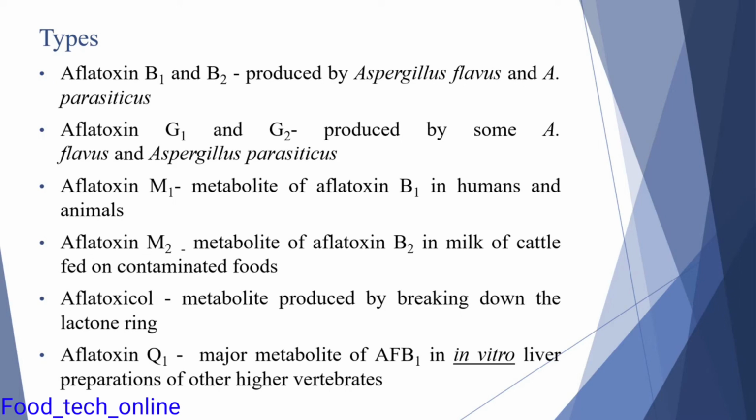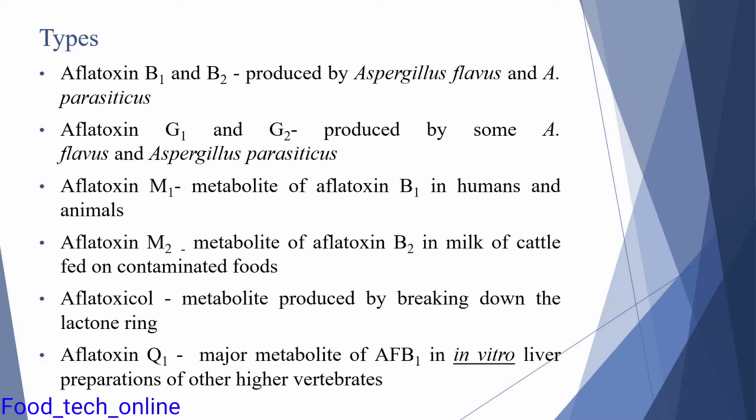First one is the aflatoxin B1 and B2, which are produced by Aspergillus flavus and Aspergillus parasiticus. Next one is the aflatoxin G1 and G2, which are produced by some group 2 members of the Aspergillus flavus and Aspergillus parasiticus. So easy to remember. First one is B1 and B2, which are produced by Aspergillus flavus and Aspergillus parasiticus. Next one is the G1 and G2. They are also produced by some group 2 members of Aspergillus flavus and Aspergillus parasiticus.